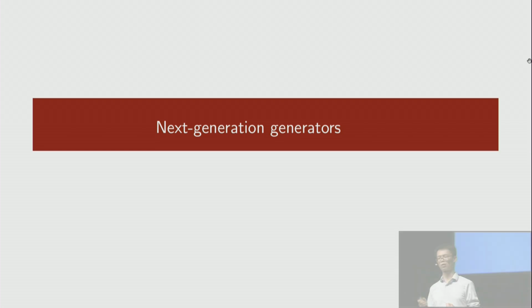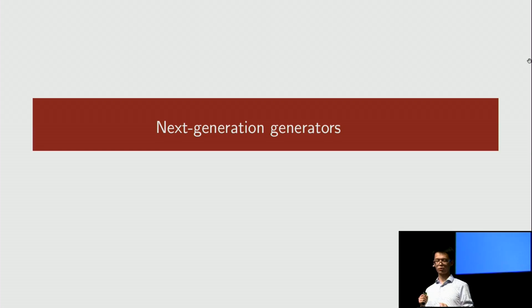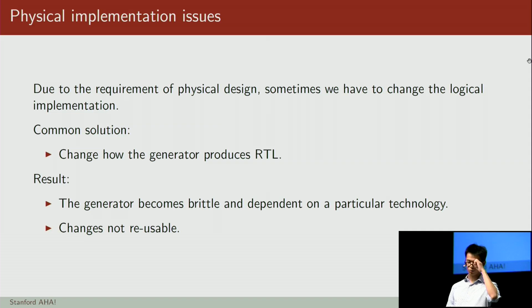Those three DSLs sit on top of a new generation framework, which we dub as next generation generators, or simply next gen. You probably ask, why a new generation framework? Another problem we also ran into is that due to requirements of physical design, sometimes we had to change the logical implementation because the physical hierarchy always followed the logical one. One common solution for that is to change how the generator produces RTL, which we did.